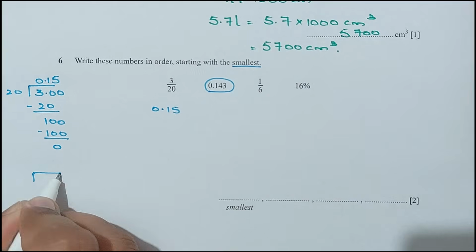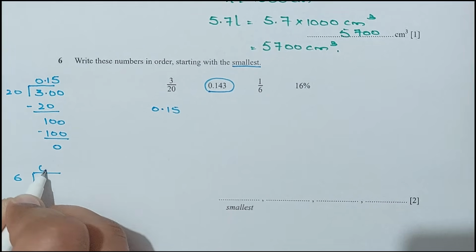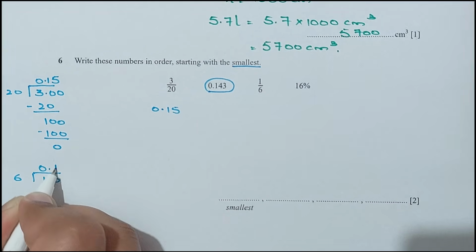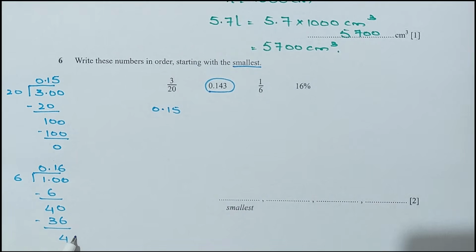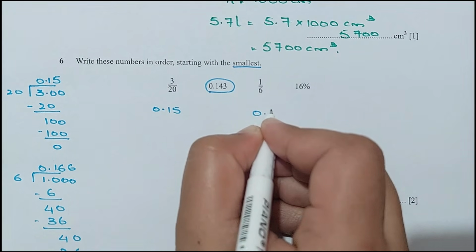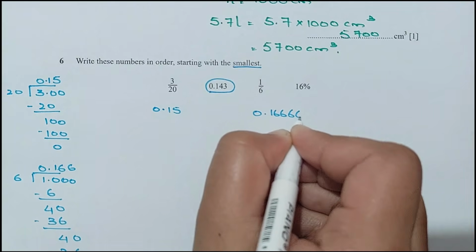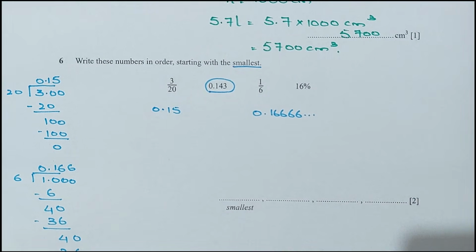Okay. We have 6 and 1, 0 dot 10. 6 times 1 is 6, and subtract, we have 4. Bring the 0 down, 40. 6 times 6 is 36. Again subtract 4. Bring the 0 down. 6 times 6 is 36. Subtract 4. So the answer is 0.16666 and so on. What is 16%?